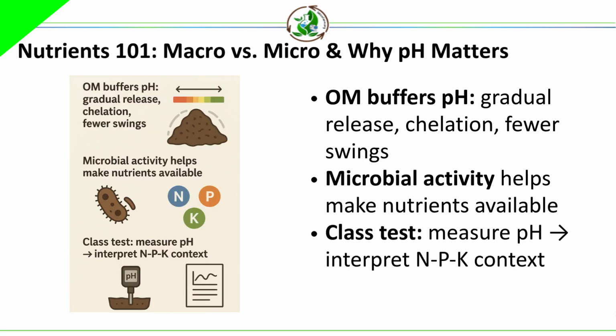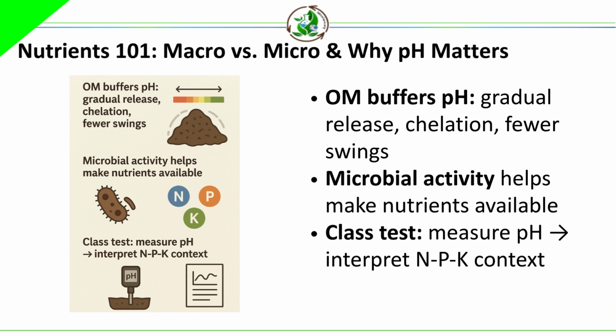Organic matter, or OM, and microbes are key players when it comes to nutrients and pH. OM buffers pH, meaning it helps prevent sudden swings that can lock up nutrients. It does this by slowly releasing nutrients as it decomposes and by binding or chelating metals in ways that plants can handle. Microbes are like nature's workforce.